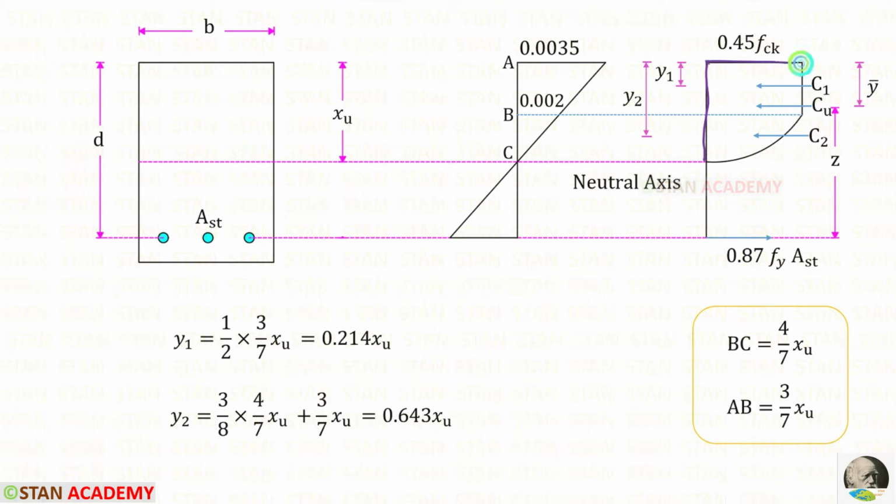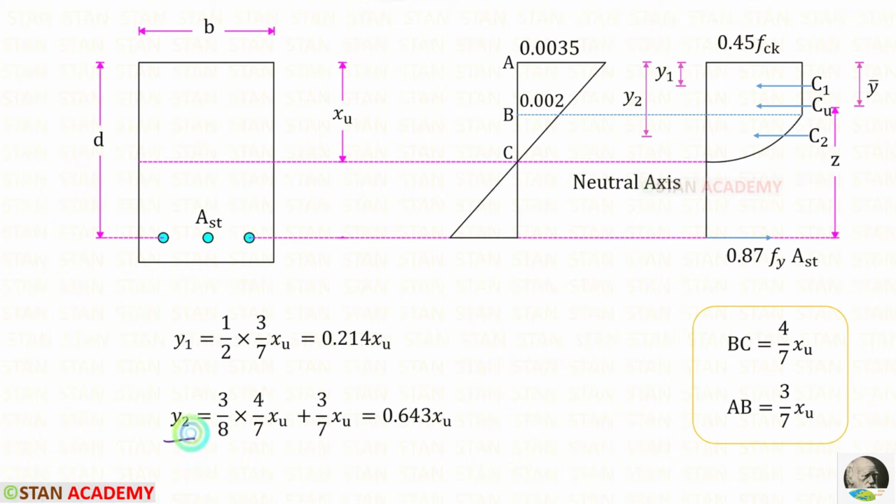We need to find the centroid distance of this shape, but it is a little difficult. As before, we have to split this into two parts: first the rectangle and second the parabola. We have to find the distance y1, that is the distance from the center of the rectangle to the top. We know that totally this is AB, which is 3 upon 7 XU. When we divide that by 2, we will get the distance from the centroid to the top.